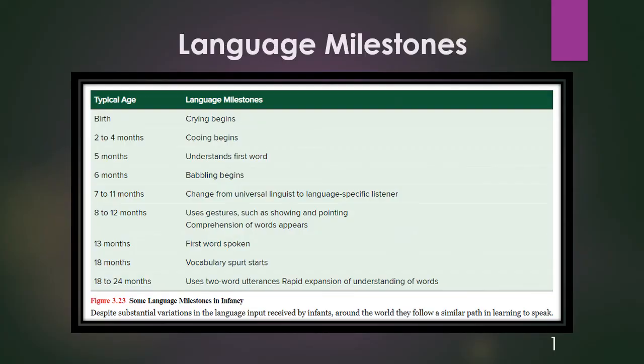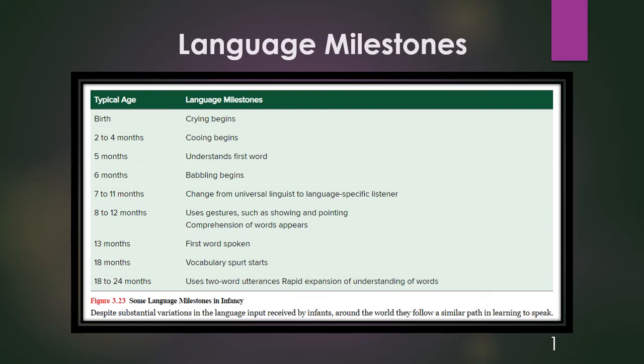We look at some of this here. It's kind of an interesting chart, looking at some of these language milestones like birth, the crying, and then the cooing beginning around 2 to 4 months, and then around 5 months the first word is likely to start, anywhere from there. We had just said it could go as late as 2 years.